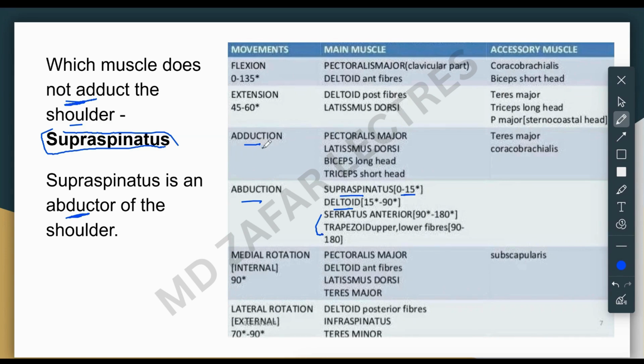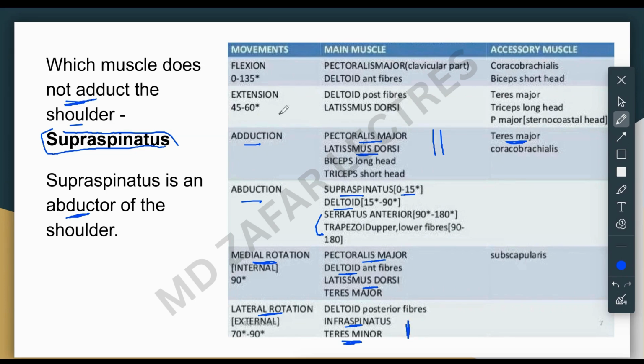For adduction, we have pectoralis major, latissimus dorsi, and teres major. A mnemonic to remember this is that in the bicipital groove, we have pectoralis major on the lateral side, latissimus dorsi in the floor of the bicipital groove, and on the medial side we have teres major. So remember that the structures present around the bicipital groove are responsible for adduction. Now the medial rotation or internal rotation is by the pectoralis major, deltoid, and latissimus dorsi, whereas the lateral rotation is by the infraspinatus and teres minor. So lateral rotation is by the muscles present on the posterior aspect of the scapula.